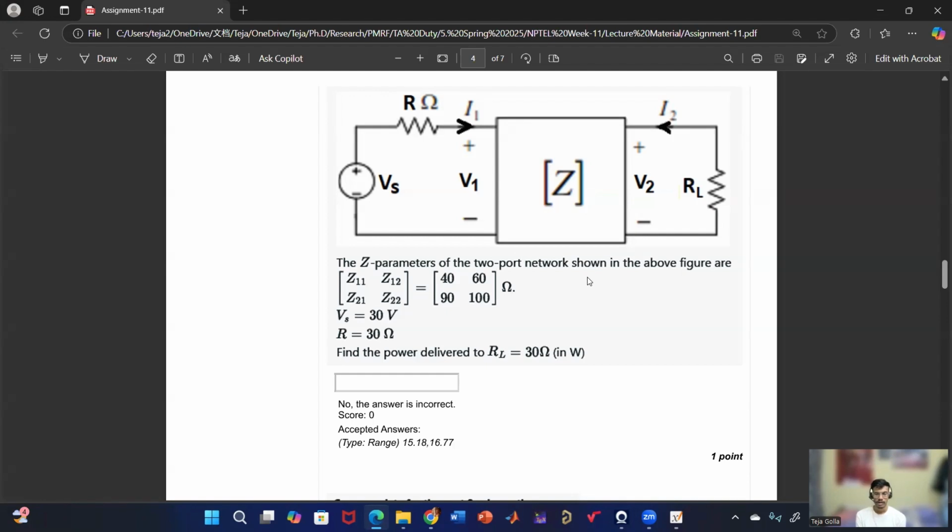So they have given one network and they have given the Z parameters of this two-port network, which are given by Z11 equal to 40, Z12 equal to 60, Z21 equals to 90, and Z22 equals to 100. And Vs is given 30 volt, R is given as 30 ohm. And they are asking the power delivered to RL equals to 30 ohm. Then what is the power delivered to this resistor RL?